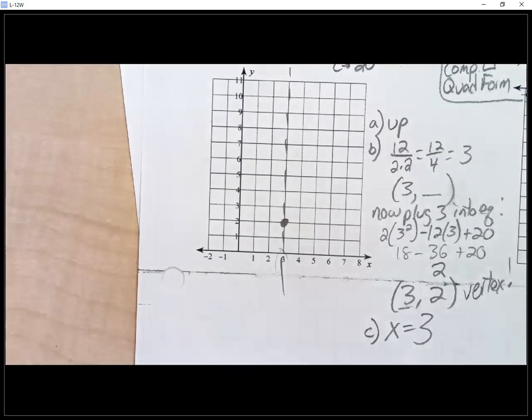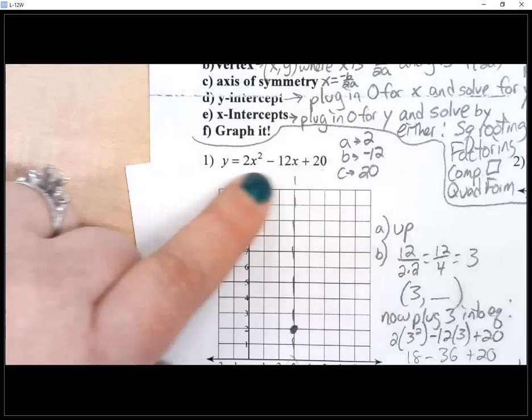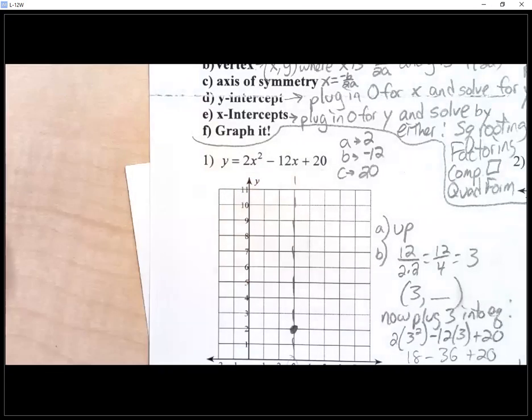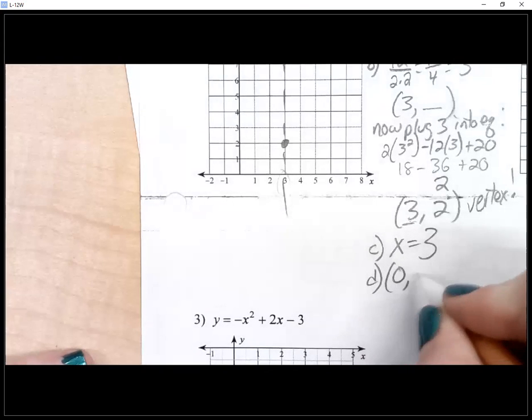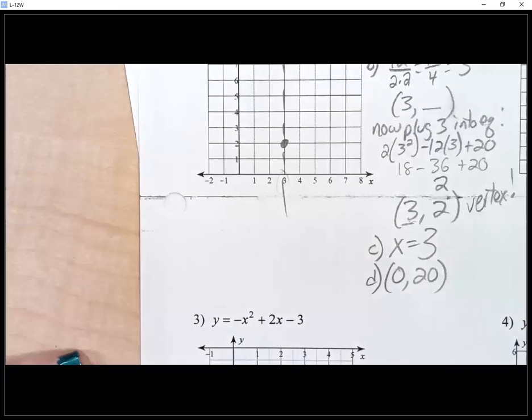All righty. And let's see, what's next? Oh, the y-intercept. So according to this, it says plug in 0 for x and solve for y. Well, that's pretty easy. If you plug in 0 for x, what comes out? 20 in this case. So that was easy enough. So if I plug in 0 for x, I get out 20. Unfortunately, that's way too far off my grid. So too bad, so sad. But normally I'd be able to plot that.